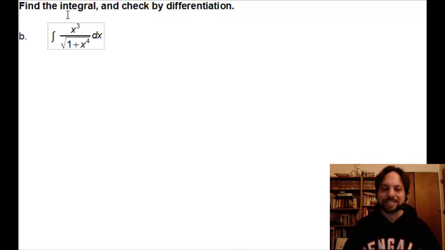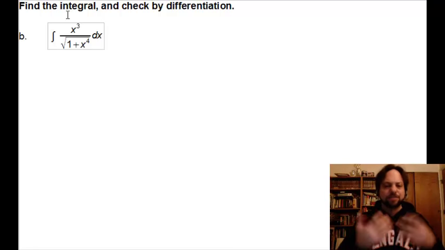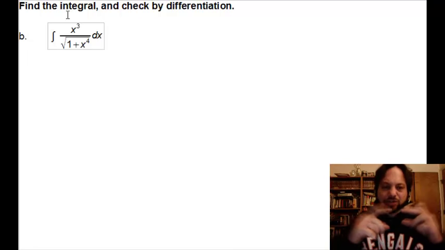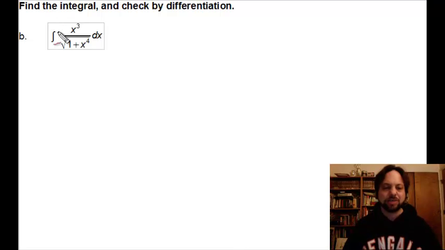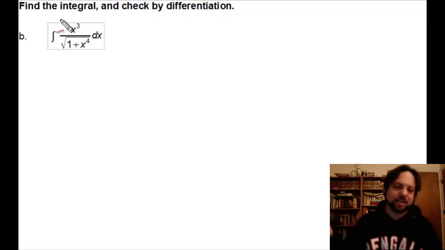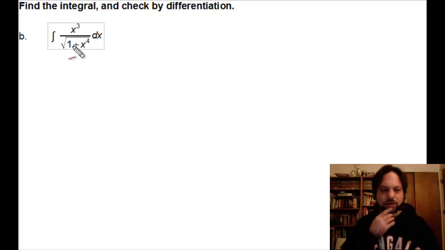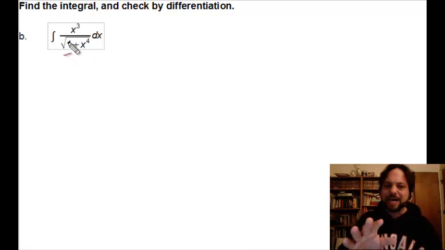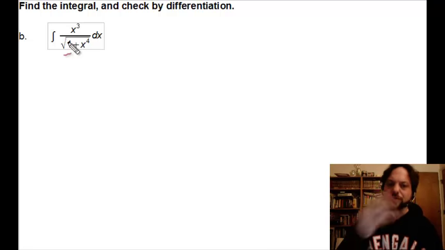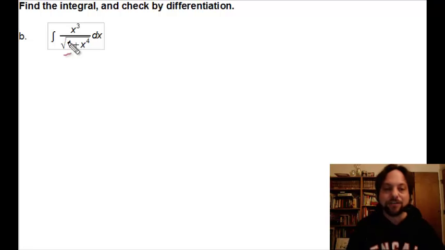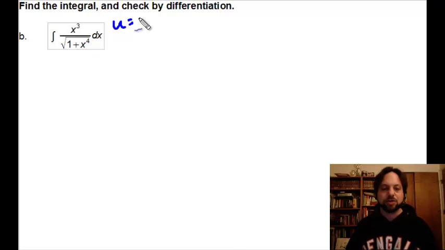As we take a look at example B, can you discern where the internal function is? You see we have x cubed on the top, and that's fine. But on the bottom we have the square root of 1 plus x to the fourth. The square root of not just x, but the square root of some function. Well, that function right there is what our u is going to be in this example. So I'm just going to write out to the side that u is 1 plus x to the fourth.